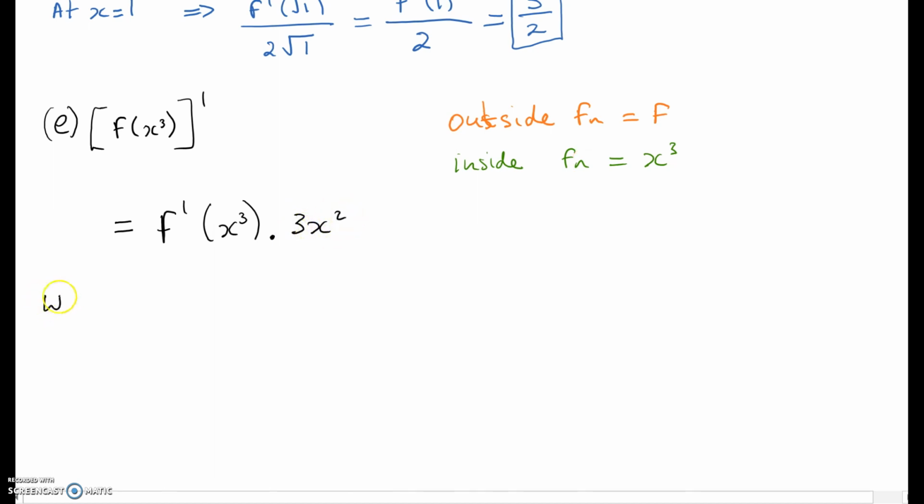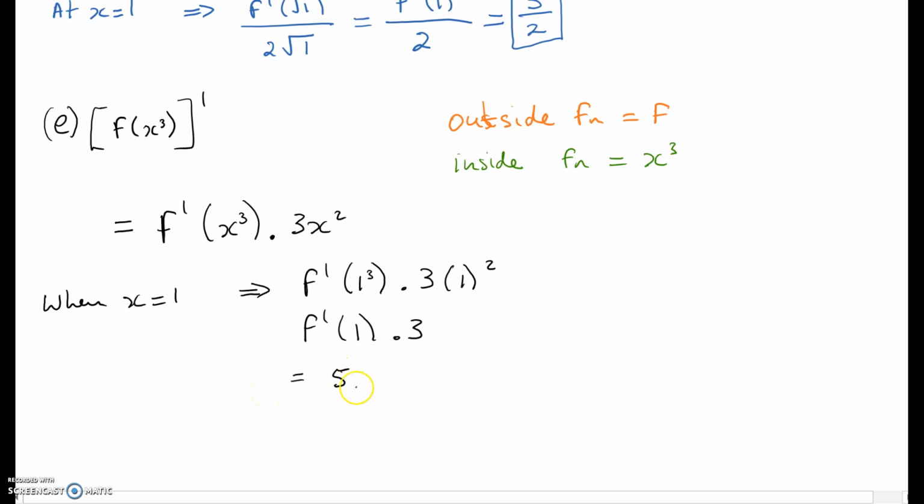Okay, when x equals 1, then this becomes f prime of 1 cubed by 3 times 1 squared. Well, that'll be f prime of, 1 cubed is 1. 3 times 1 squared, 1 squared is 1 times 3 is 3. f prime of 1 was 5. So this is 5 times 3 is equal to 15.